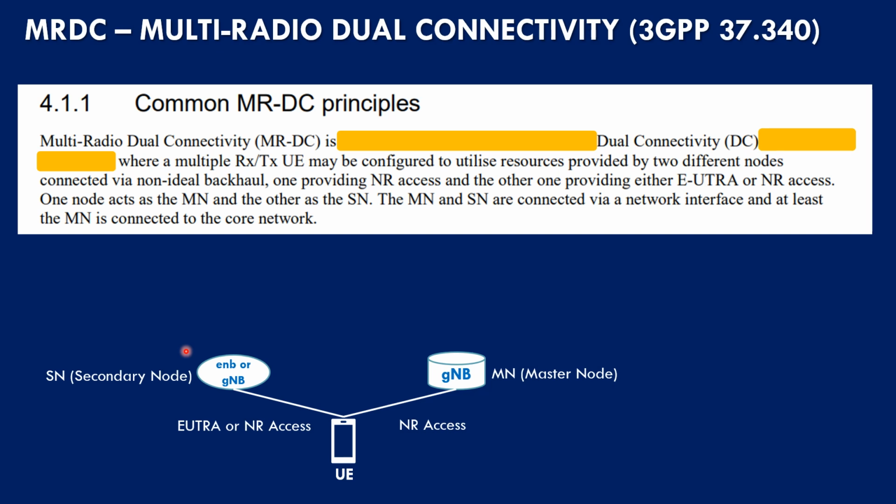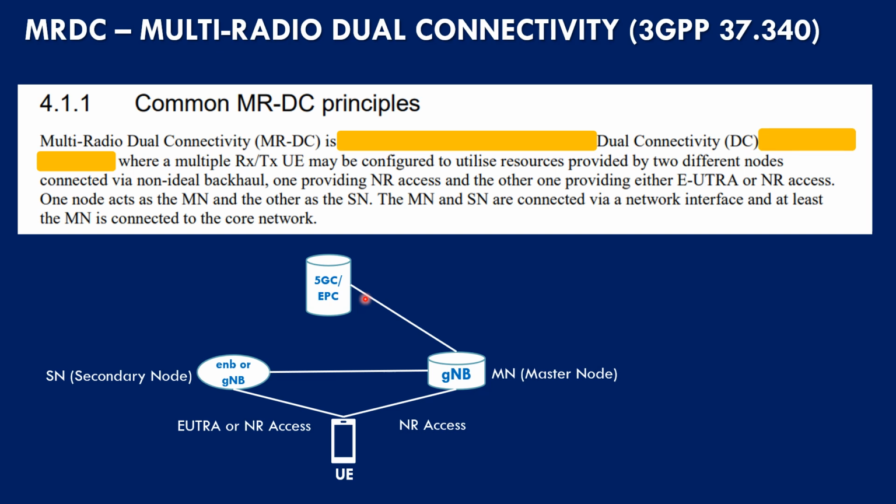Coming back to the definition, the MN and SN, or the master node and secondary node, are connected via a network interface. At least the MN is connected towards the core network, and the core network can be either 5G core or LTE core. So this is multi-radio dual connectivity or MRDC as per 3GPP.